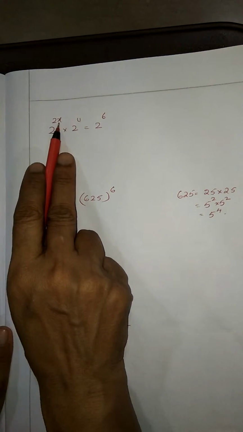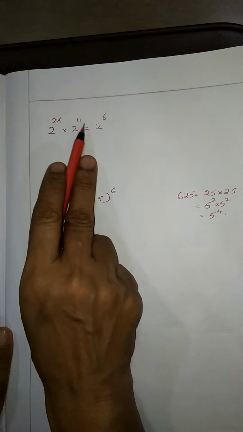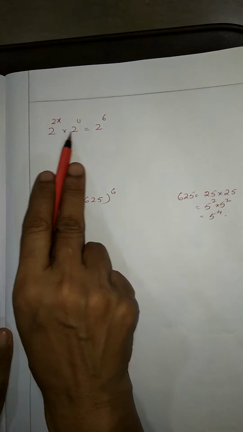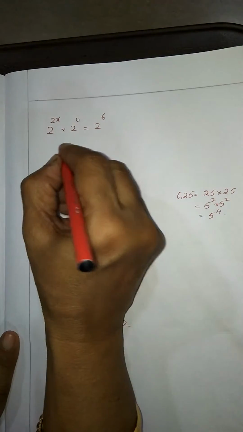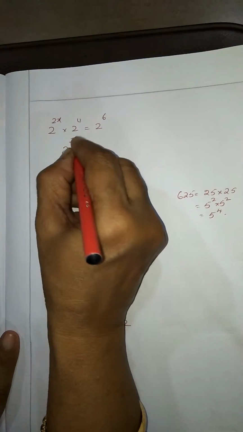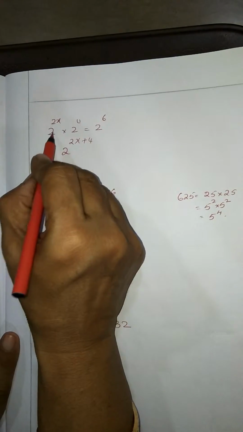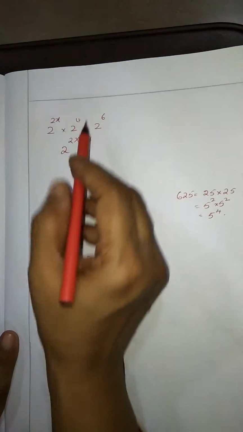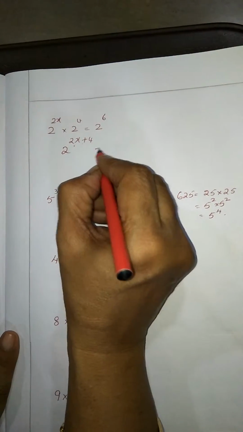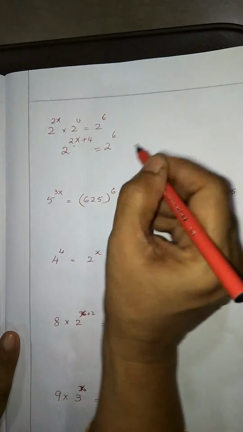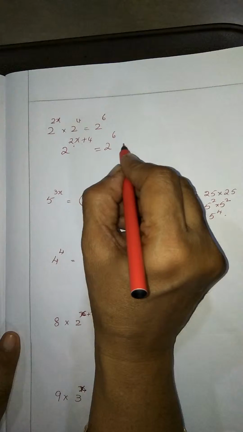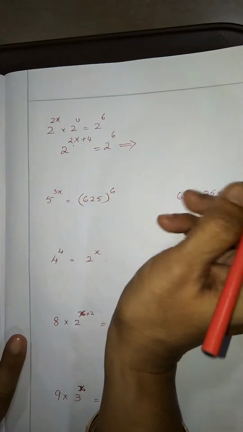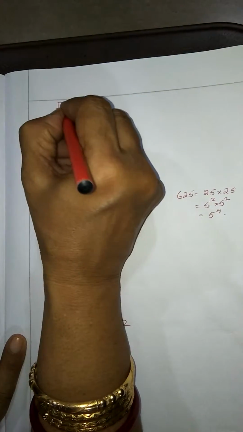Here 2 to the power of 2x into 2 to the power of 4 is equal to 2 to the power of 6. So now here all the bases are same. So now we will simplify this first. So we will get it as 2 to the power of 2x plus 4. A to the power of m into a to the power of n is a to the power of m plus n, equal to 2 to the power of 6. You have to find the value of x.